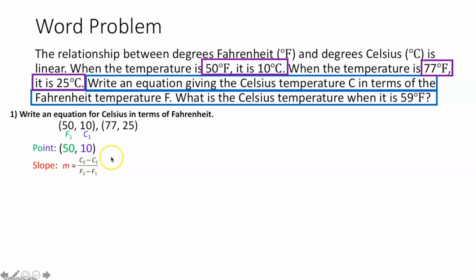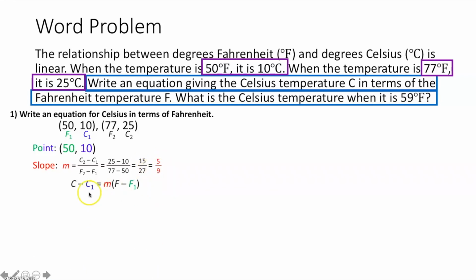So now what we do is we plug these in. We only have an f sub 1 and a c sub 1, so this is going to be our f sub 2 and c sub 2. So we plug those into their corresponding spots in the slope formula. What's 25 minus 10? That's going to be 15. And what's 77 minus 50? That's 27. Can I simplify this? Yes. Divide each of these by 3 and you get 5/9.